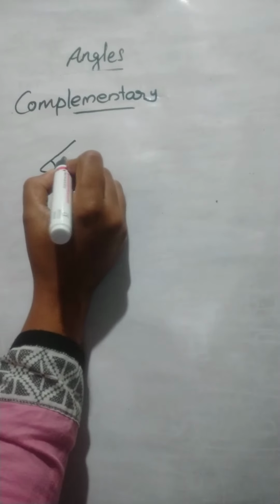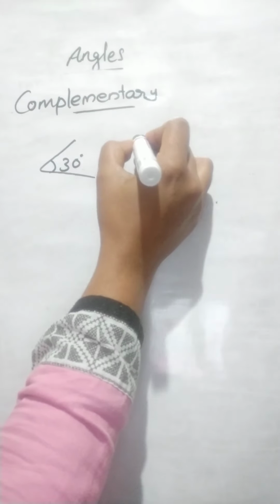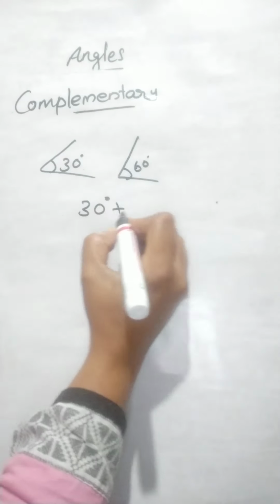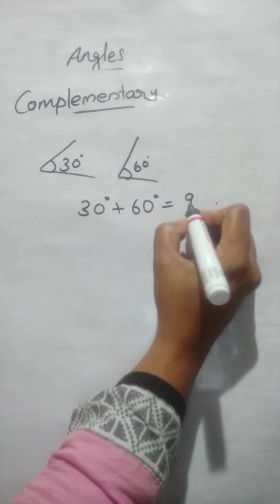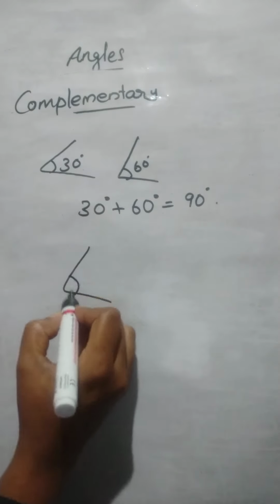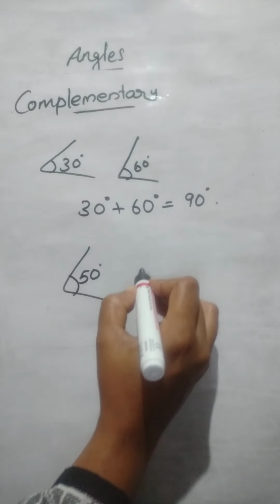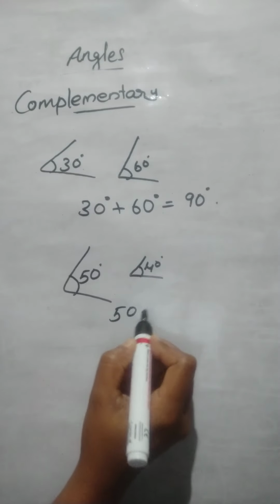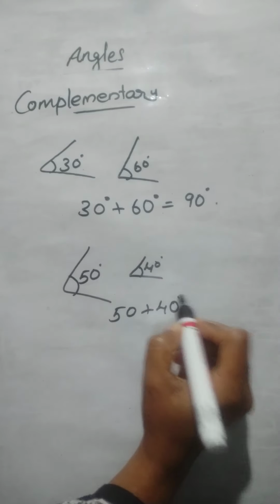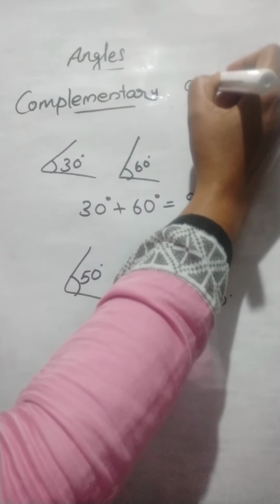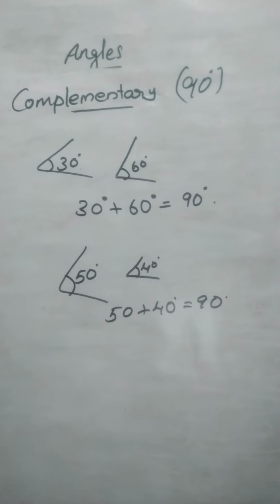Here, if it is 30 degree and this is 60 degree, then we can see 30 degree plus 60 degree equal to 90 degree. And another one, if it is 50 degree and 40 degree, we can see 40 degree plus 50 degree equal to 90 degree. That is, the sum of the angles will be 90 degree for complementary angles.